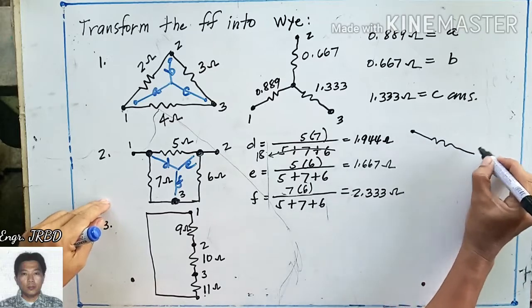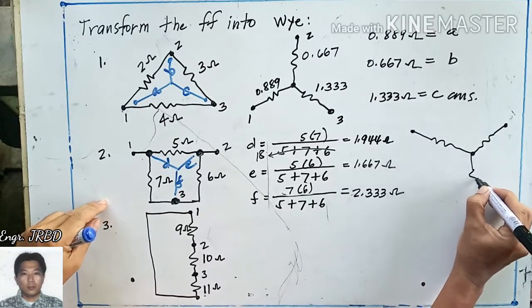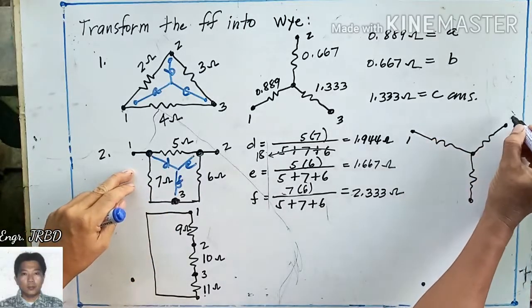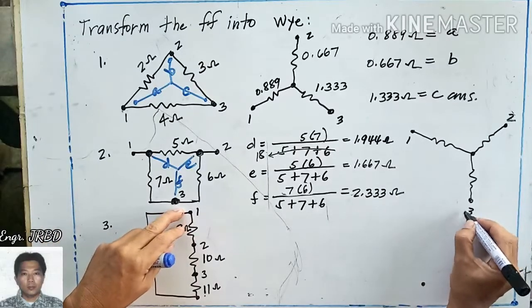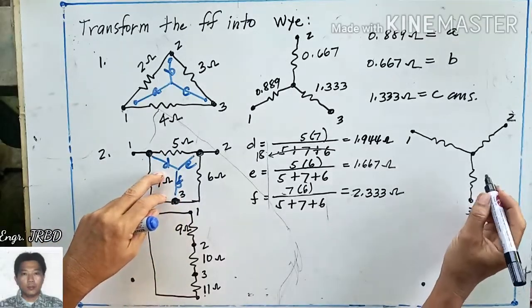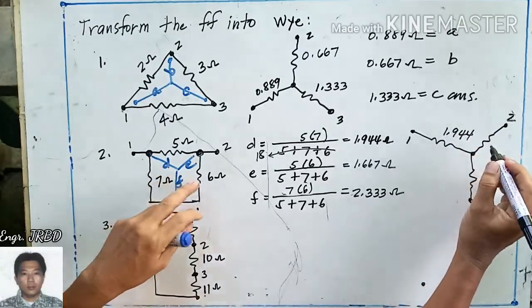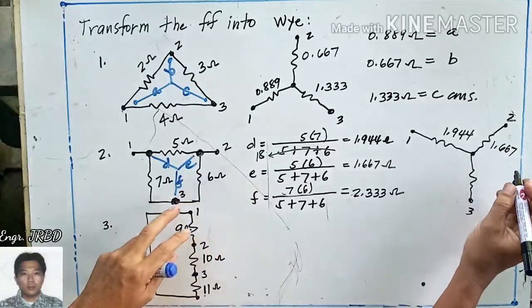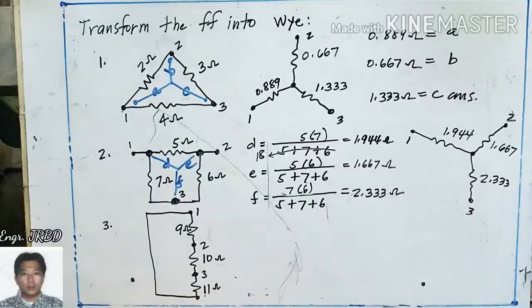this is terminal 1, terminal 2, and terminal 3. This is your D, 1.944, E is 1.667, and F is 2.333. Okay?